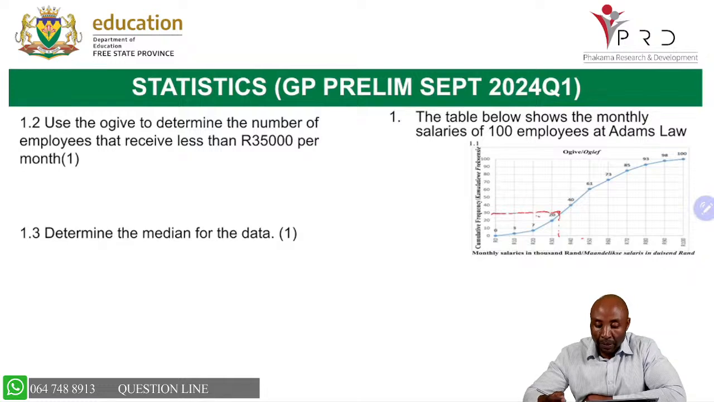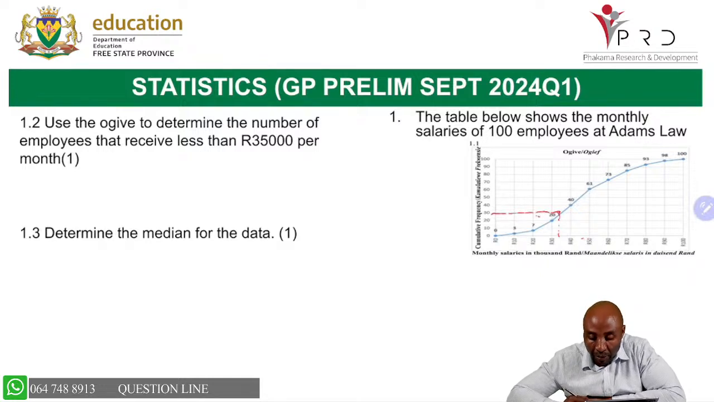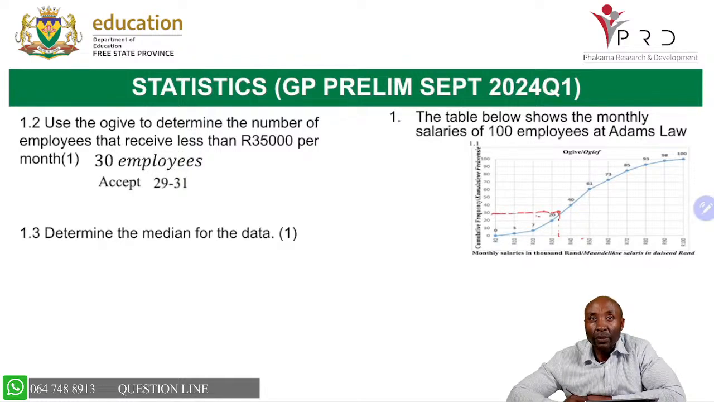But we accept a range, because some of us, when we are using freehand to join the points, can go either up or down along the way. So we accept a range of values. Any value between 29 and 31 will be accepted. So we are accepting 29, 30, 31.